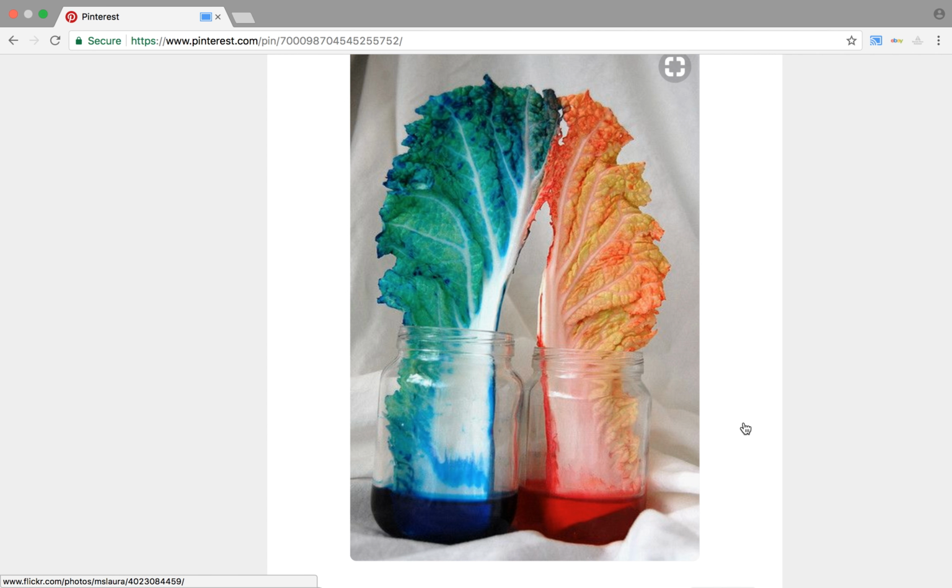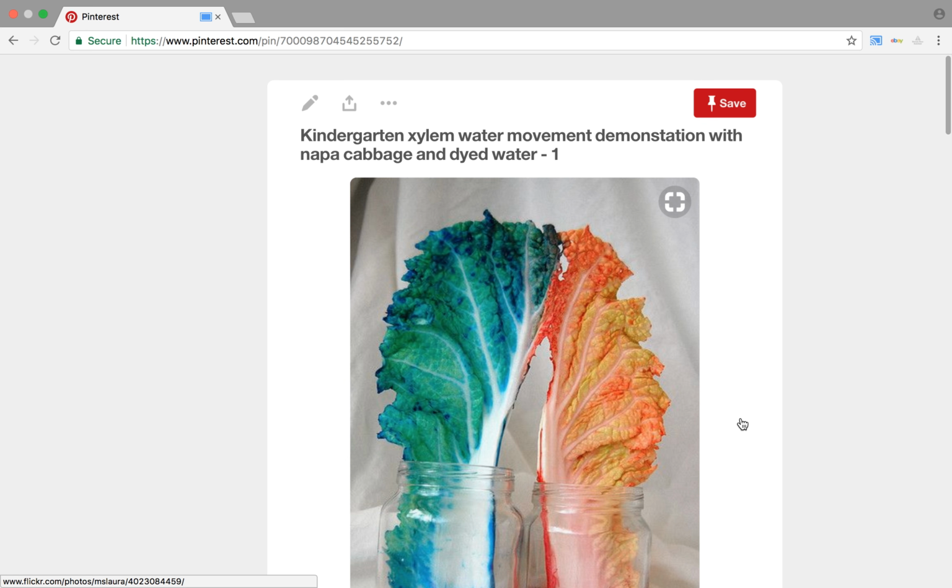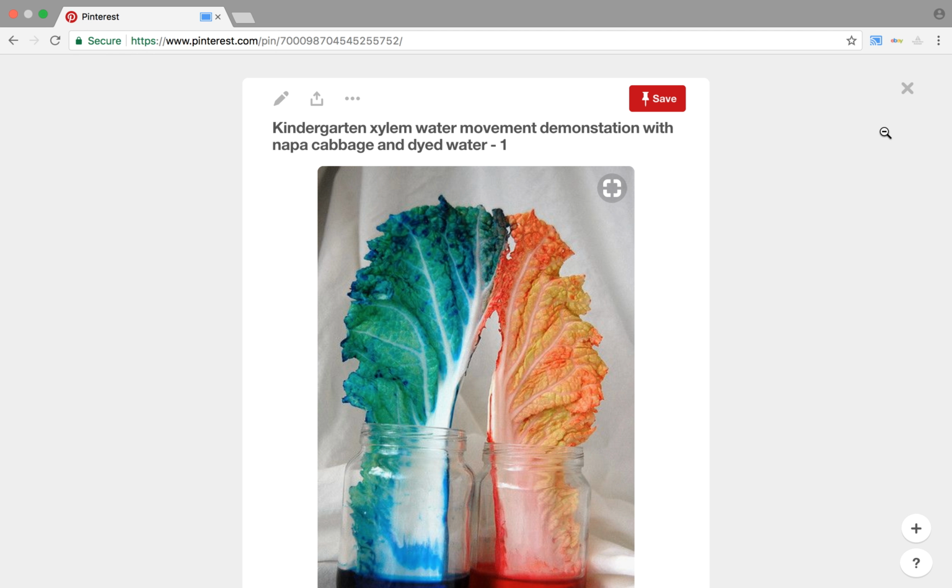Now, this is just to show you that water is taken in from the bottom, right? And then it goes up to the different parts of the leaves, right? It's being transported by the xylem tube. So, the xylem transports water from the roots to all parts of the plant. Yes, that's right.